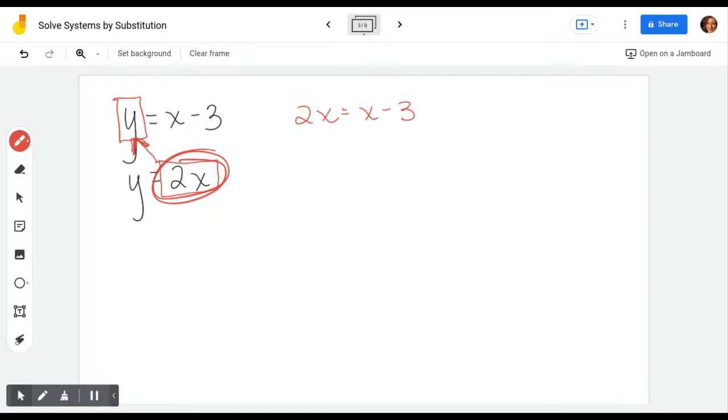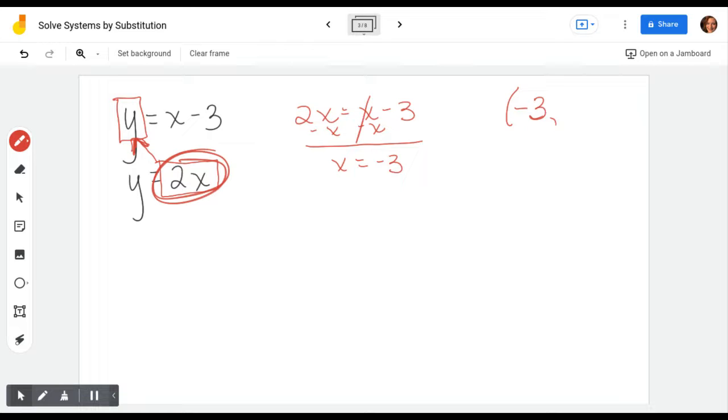I'm going to solve it for x. So I'm going to subtract an x from both sides, and I find out that 1x, or x, equals negative 3. There's the first part of my answer. The value of x is negative 3.